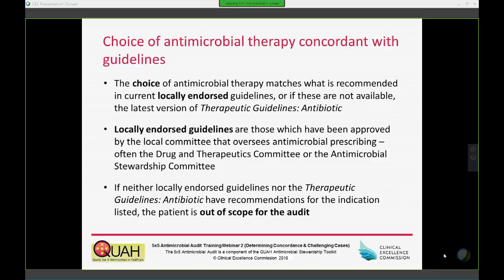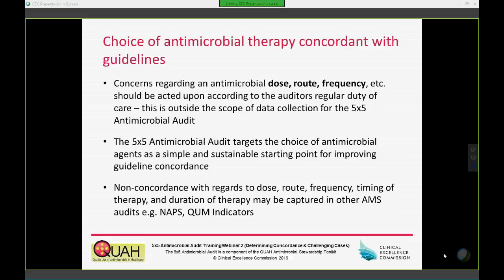Okay, so the 5x5 antimicrobial audit targets the choice of antimicrobial therapy as a simple and sustainable starting point for improving guideline concordance. So your concerns regarding the antimicrobial dose, say for example the guidelines recommend 2 grams of an antibiotic and what's been prescribed is 1 gram, or the route, say your patient's on IV therapy and the guidelines recommend oral therapy, or the frequency, so say the guidelines recommend twice daily therapy and your patient's on 3 times a day therapy, are outside of the scope of data collection for the 5x5 audit.